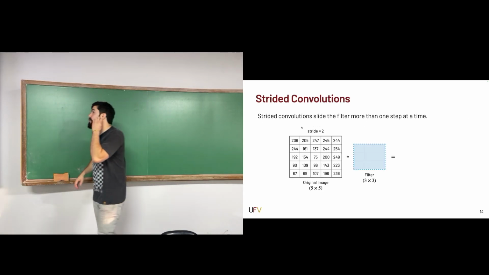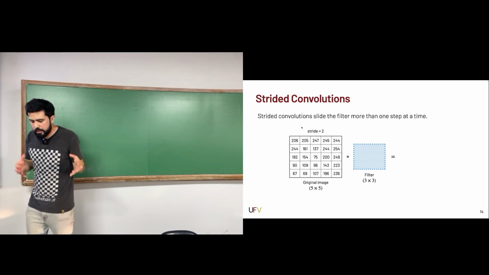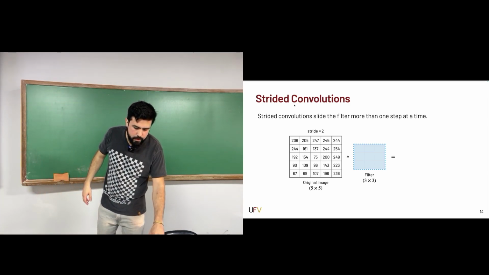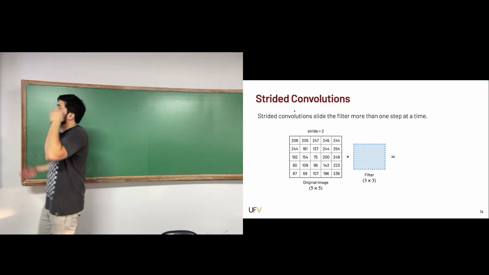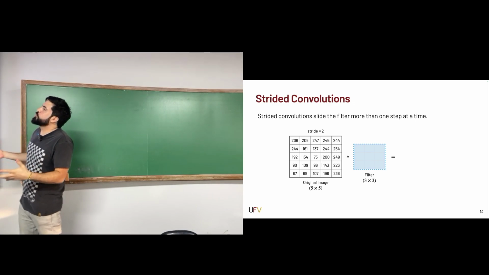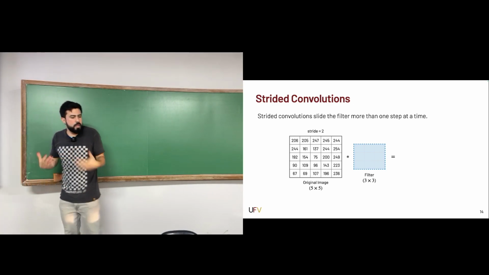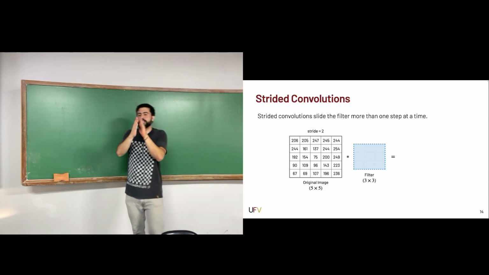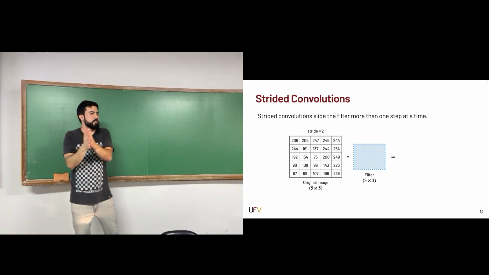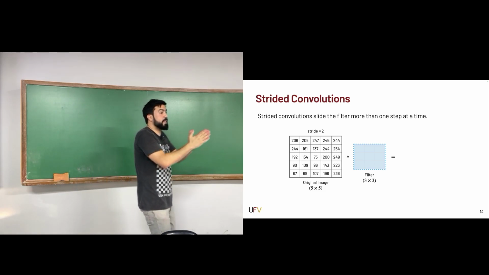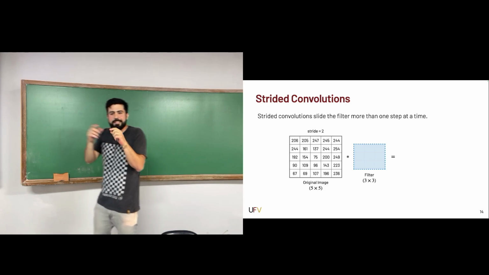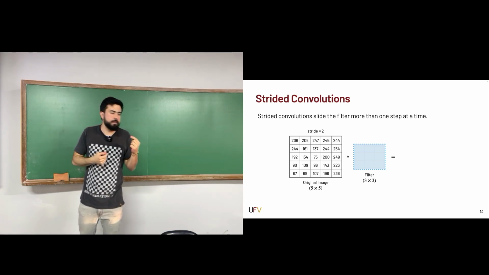Another variation of convolution. We just talked about padding, which is adding a border to the image. Another very common and useful idea is to run a convolution, but not hopping or sliding the window by one step, but maybe by a larger step size. Right? We call that step size stride.